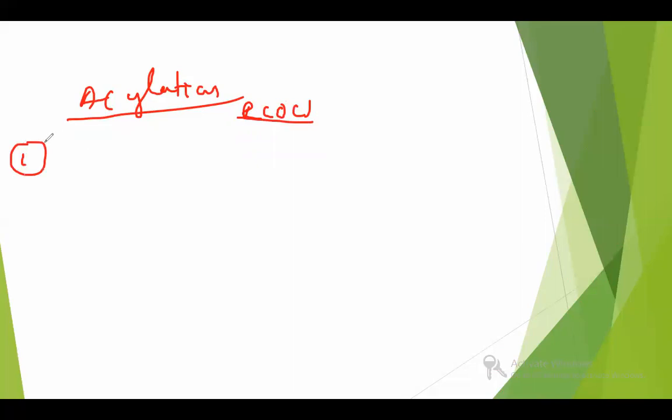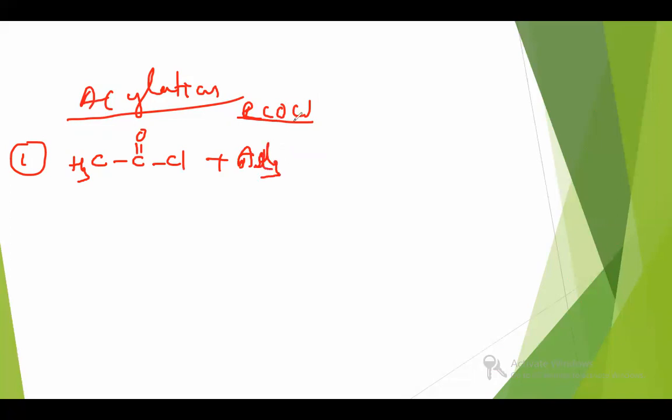Next, the mechanism of Friedel-Crafts acylation. In acylation, the reagent is RCOCl, the acyl group. In the first step, generation of the electrophile, formation of the electrophile from acetyl chloride. Acetyl chloride is CH3C double bond O with Cl. This will be treated with a catalyst like AlCl3.